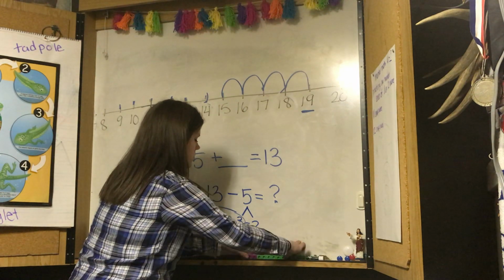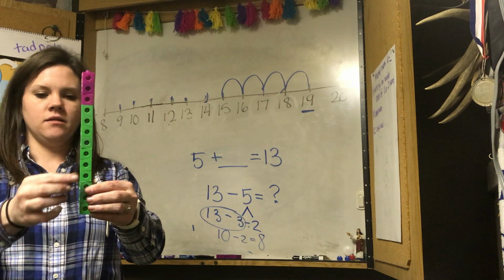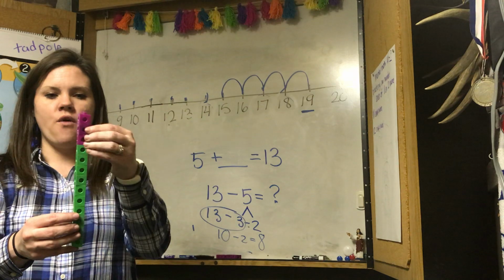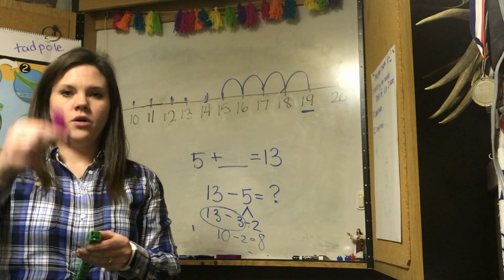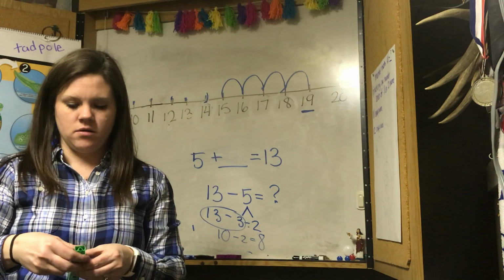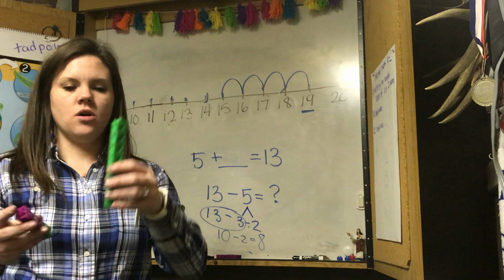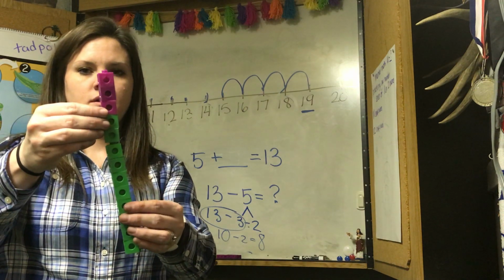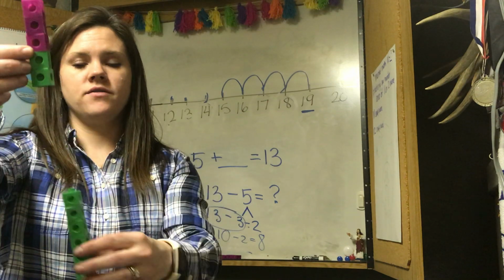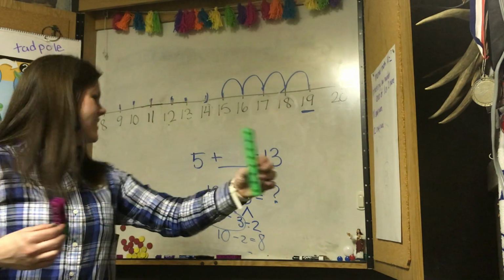Let me show you how I did that, right? We started with 13. And I'm taking away 5, right? But I know 5 can be broken into 3 to make 10. And then I still need to take away 2 more, right? So I have 13. And by taking away 5, I'm taking away 3 and then 2 out of 10. Okay? So that leaves me with 8.